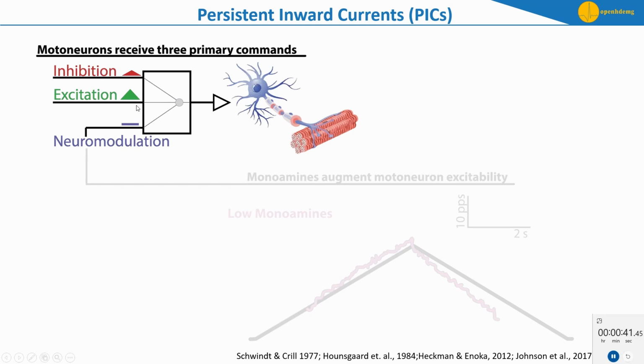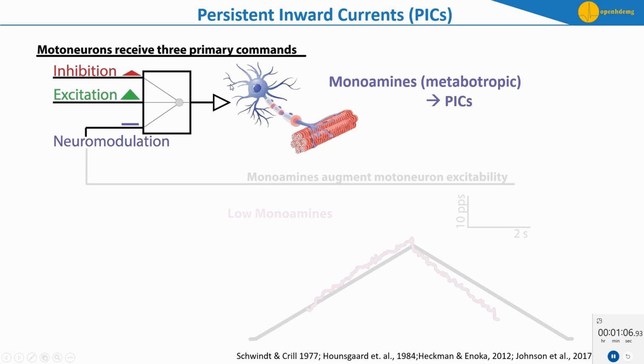this excitation or inhibition. These neuromodulatory commands exert profound effects on motor neurons and are primarily mediated by monoamines from the brainstem, such as norepinephrine or serotonin. These monoamines do multiple very important things, but one particularly important for this talk is that they facilitate persistent inward currents, or PICs, meaning they make them larger.